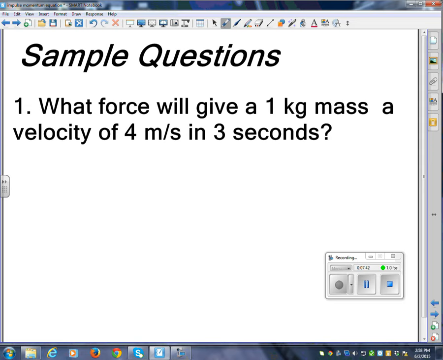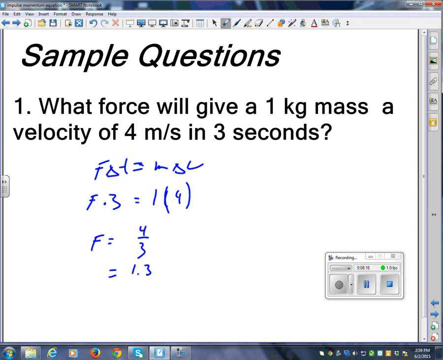Okay, so sample questions are pretty straightforward. What force will give a 1 kilogram mass a velocity of 4 meters per second in 3 seconds? That is an F delta t equals m delta v question. We're solving for force. It's 3 seconds, so F times 3. The mass is 1. And the velocity, now it's going from 0 to 4, so the change in velocity is 4. F is equal to 4 over 3, 1.33, I guess, newtons. These are pretty easy.